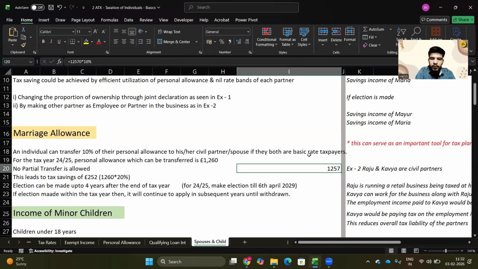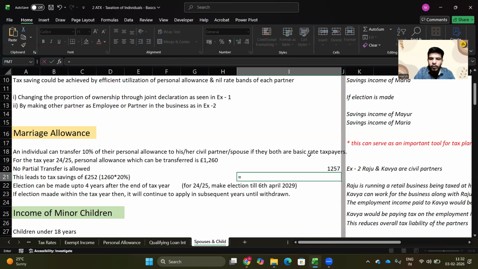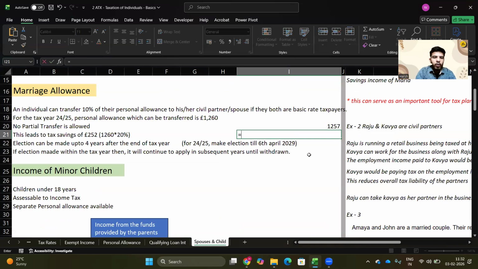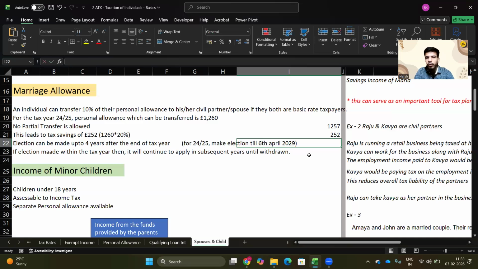Now how much tax savings is achieved? So 1,260 pound multiplied by 20%, since both are basic rate taxpayers, right? So 252 pound of tax savings has been earned here. Okay, 252 pound, which is a lot. You can go to Starbucks, have some meals. Many things you can have.